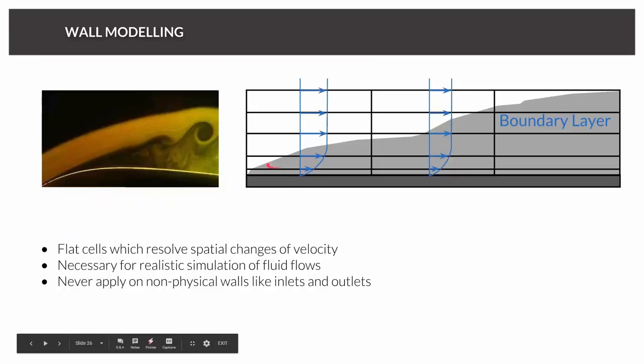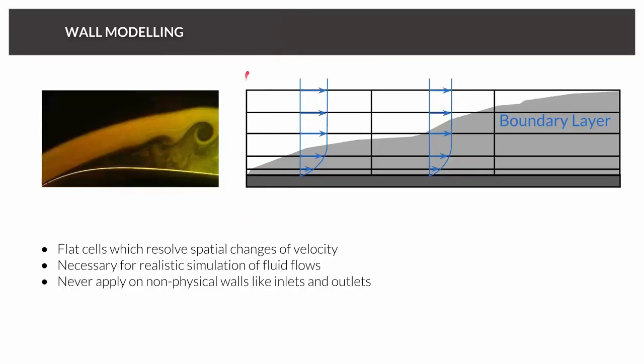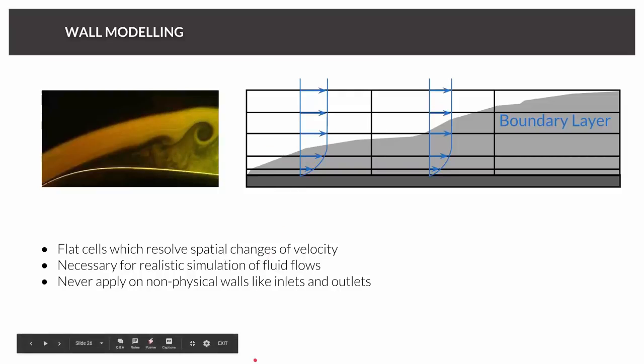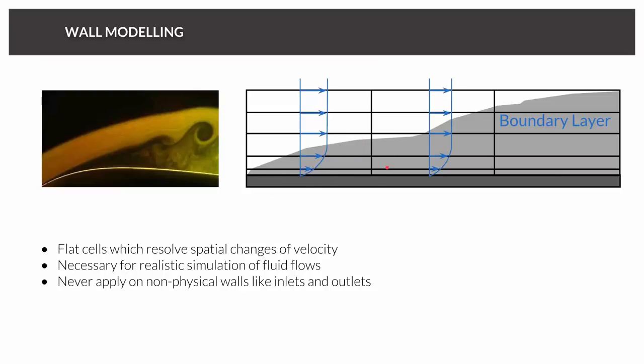But if you would now use our standard hexahedral elements, we would need 10 or 20 times more cells. A lot of them are wasted because we just want to resolve a gradient in y direction. So instead we use these flat cells, which allow us to save a lot of cells.